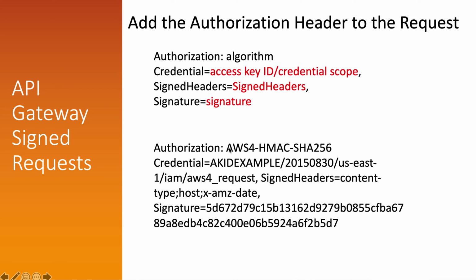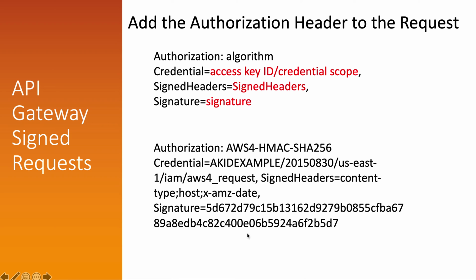So it has the algorithm, AWS4 HMAC SHA-256, for the credential the access key ID, and then for the credential scope the date, the region, service name, aws4_request, and then for the signed headers, all of the header titles in small case separated using the semicolon, and at the end the signature is added there.